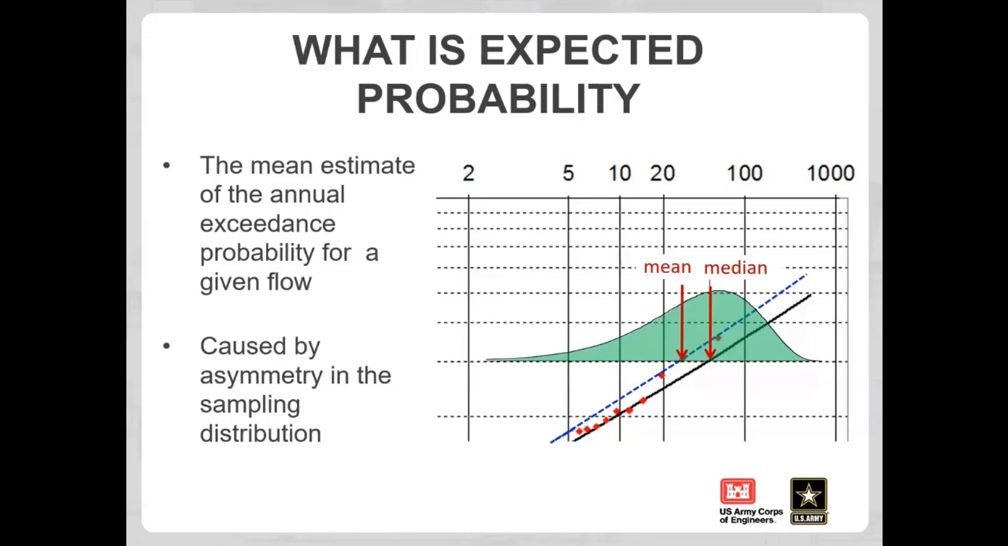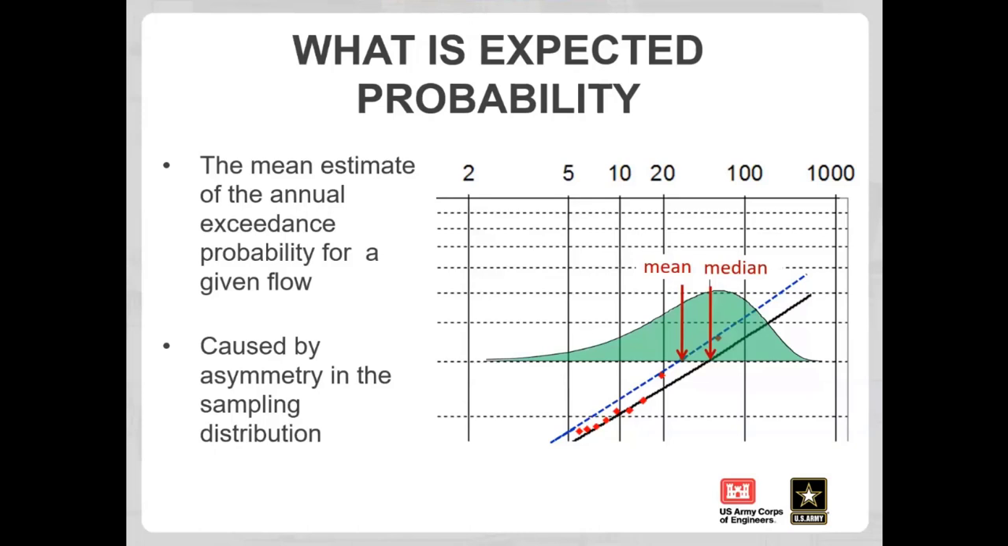Why it exists, or where it comes from, is the fact that this uncertainty distribution is not symmetrical. With a symmetrical distribution of uncertainty, like a classic normal distribution, the median, which is equivalent to the computed curve, and the mean are the same value, because everything's symmetrical. When there's asymmetry in that uncertainty, the mean and median, or computed, are not the same value. So that's why they're different. It comes from this asymmetry in the uncertainty distribution of annual exceedance probability at a given flow.